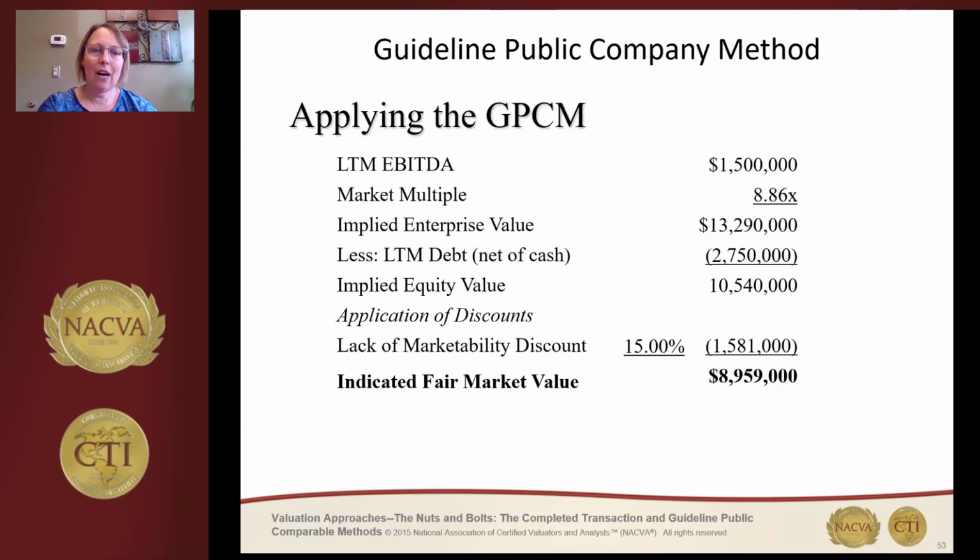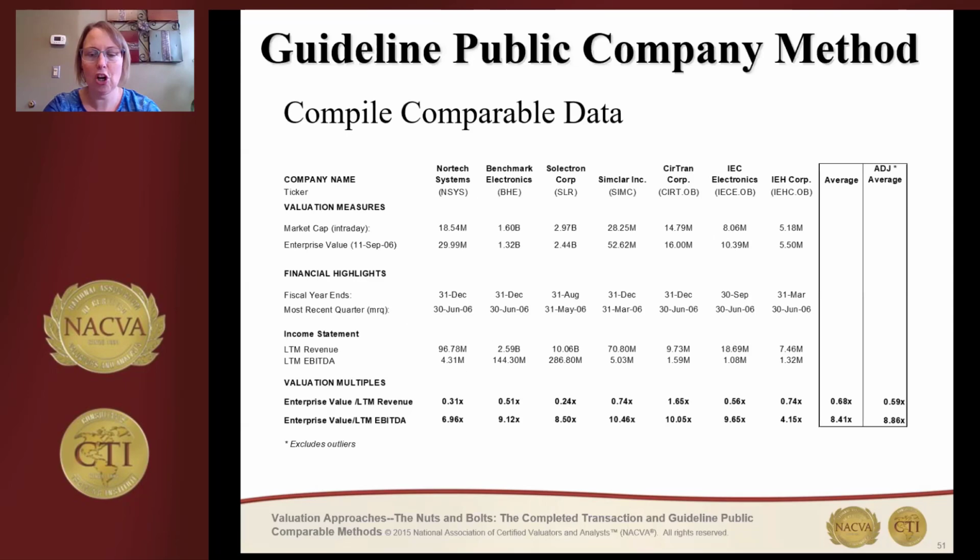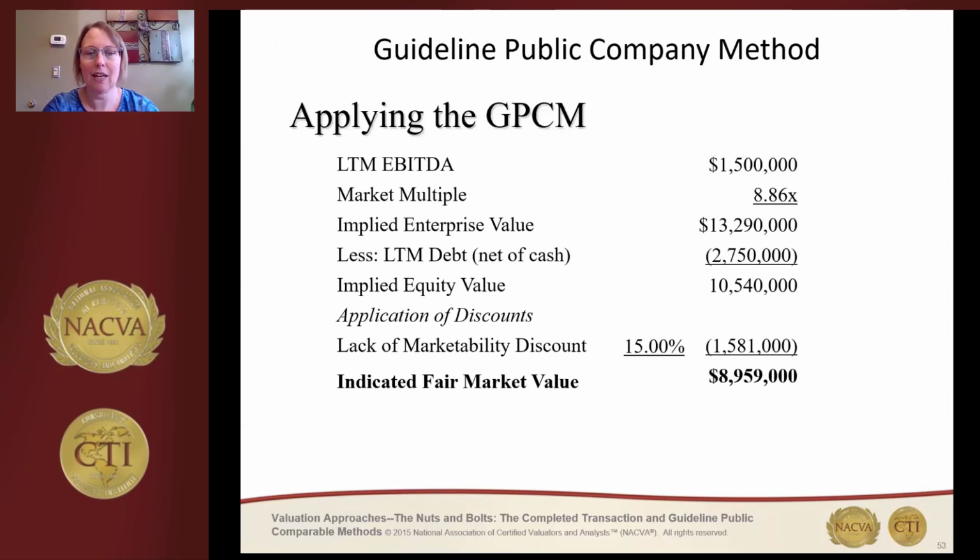We want to take out our last 12 months of debt, and then our implied equity value we arrive at is 10.5 million. Then from there, we want to apply our discounts. So here we have a lack of marketability because our company, unlike the companies that we have in this chart, is not sold on the stock market. It doesn't have that ready market for sale. So there's a discount for that. And then we come up with our indicated fair market value of 9 million.